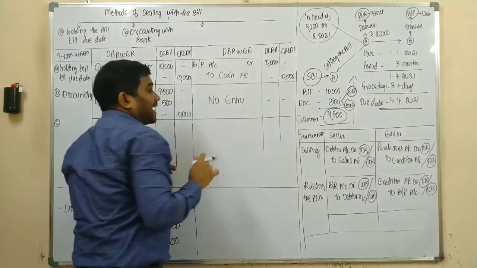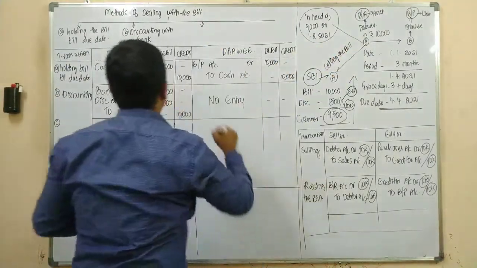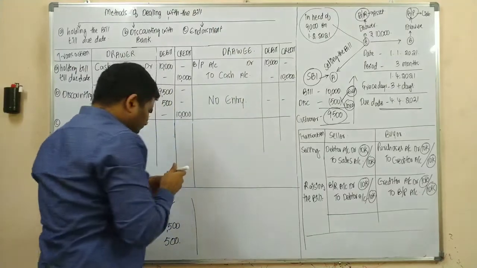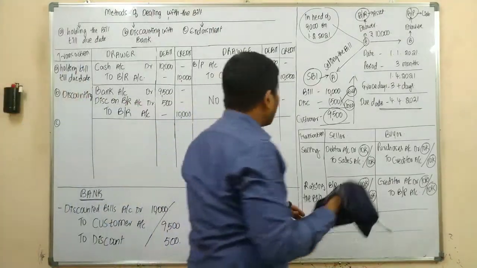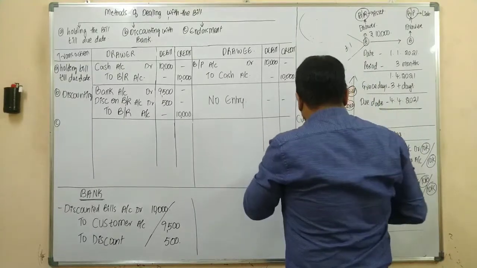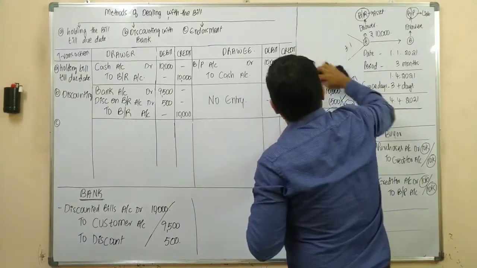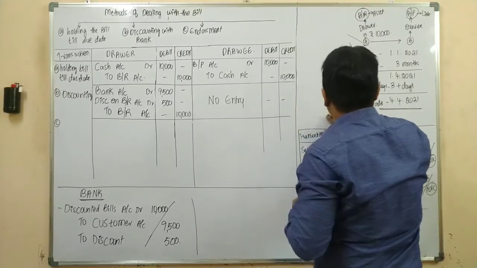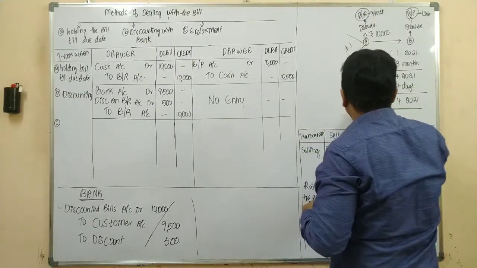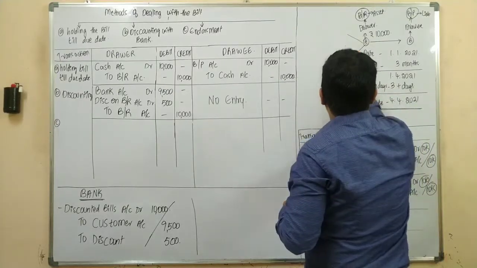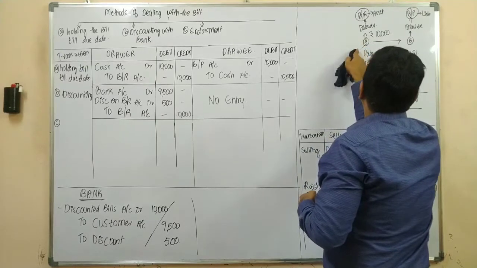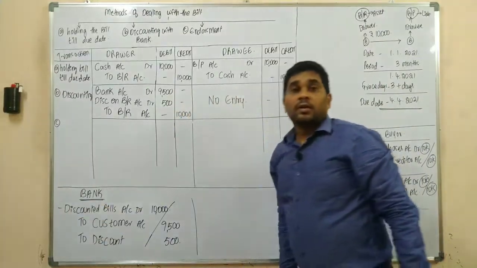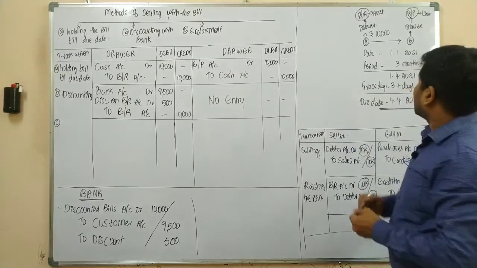Next, continue. The next method or option which Mr. A has is nothing but endorsement. Sir, what is the meaning of endorsement? With a simple example, we can understand the concept of endorsement. Endorsement is the words which are written on the back of the bill for the purpose of endorsement. Okay, let us understand what it is.